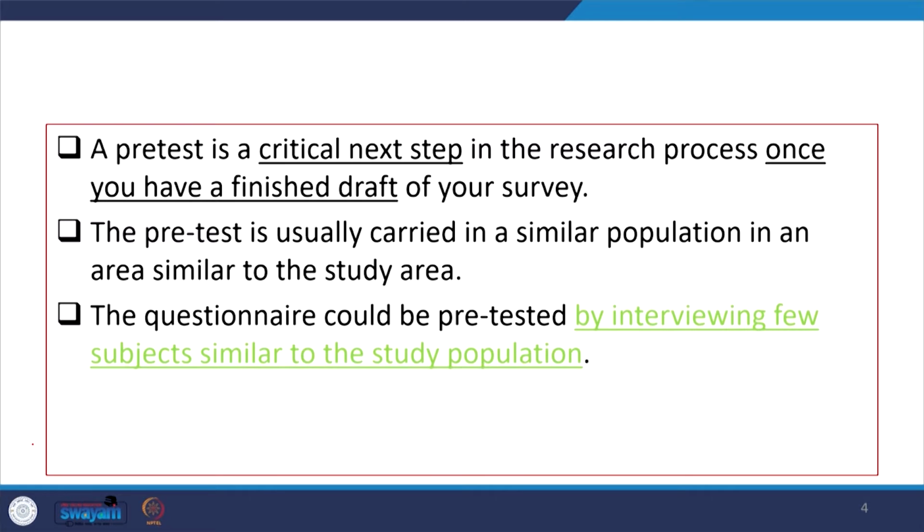The questionnaire could be pre-tested by interviewing a few subjects similar to the study population. So, maybe 10% of the total, even less than that, you can carry out at the pre-testing stage. Fewer respondents could be taken from different walks of life, but should be within the area of your survey, and tested before the survey starts.